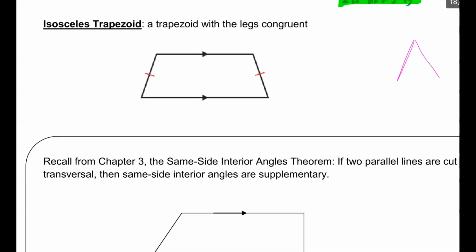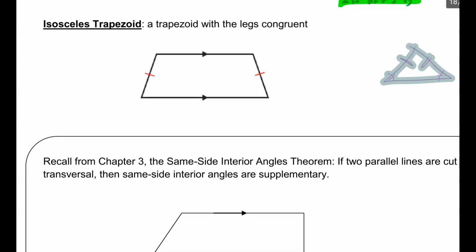We know from triangles what it means to be an isosceles triangle. An isosceles triangle has two sides that are congruent. So this side and this side would be congruent, and then these angles would be congruent. All right, this would be an isosceles triangle.